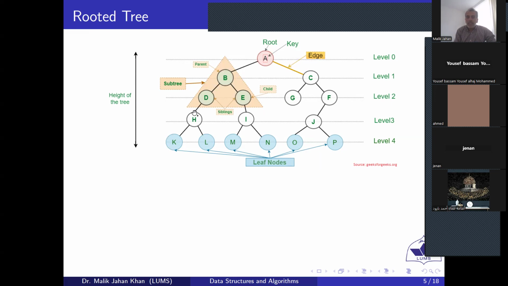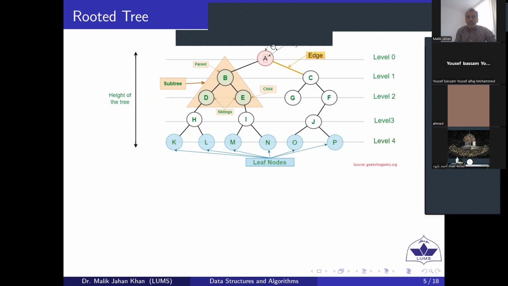If you look at this triangular part on the left side, this is a small subtree, which is essentially the left subtree of A. In this subtree, B is the parent node, and D and E are the child nodes of B, and they're siblings with respect to each other.